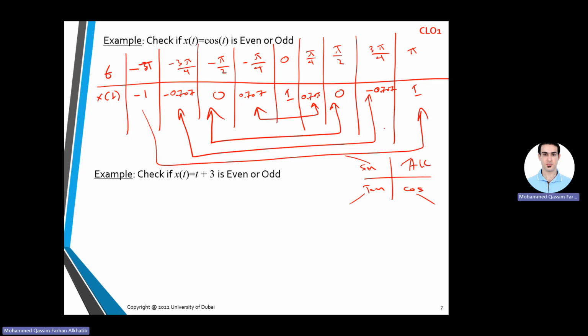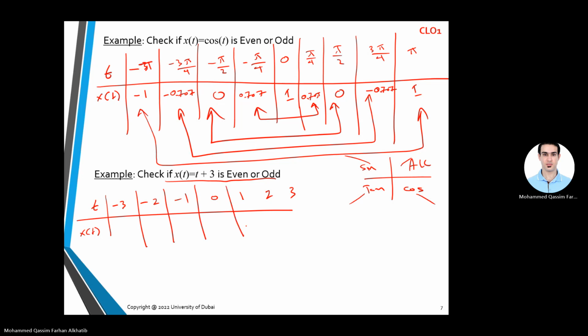and now check if x of t is even or odd. So simply we can just, similar to this one here, have values of t and x of t. So let's try from -3, -2, -1, 0, 1, 2, 3. All right, at -3, I have 0. At -2, I will have 1. At -1, I have 2, 3, 4, 5, 6.